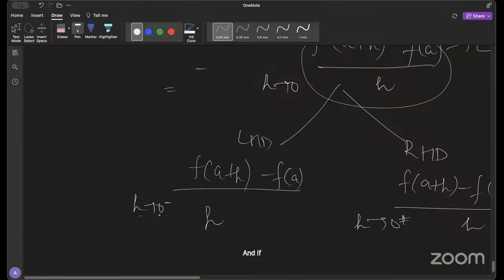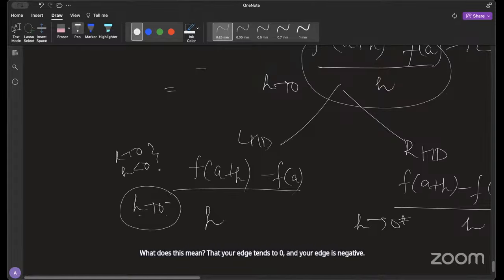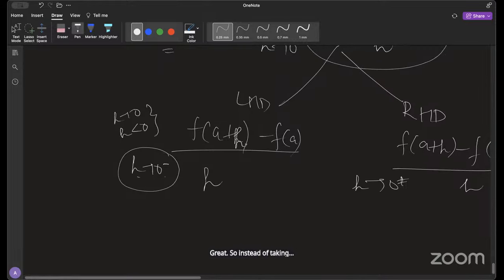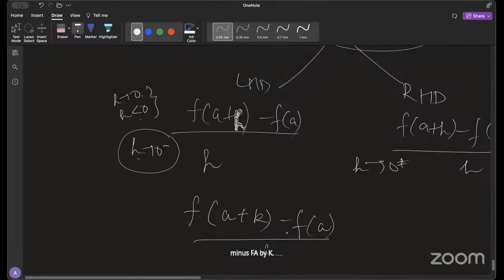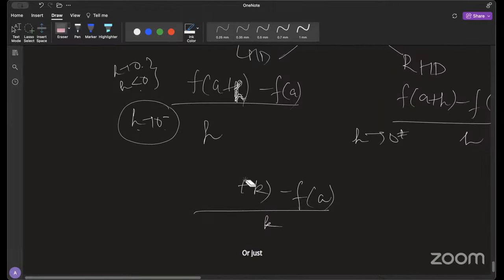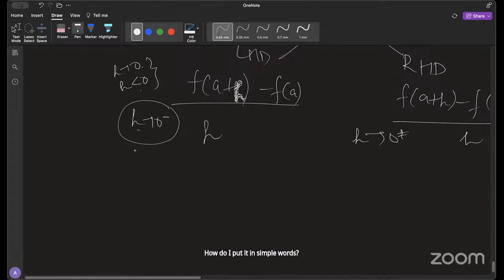And if h tends to 0 from the negative side, that means your h is negative, right? So h tends to 0 and h is less than 0. Instead of taking h, do this thing, replace it with k, minus f(a) by k. Or just say, how do I put it in simple words? Just replace your h with minus h.